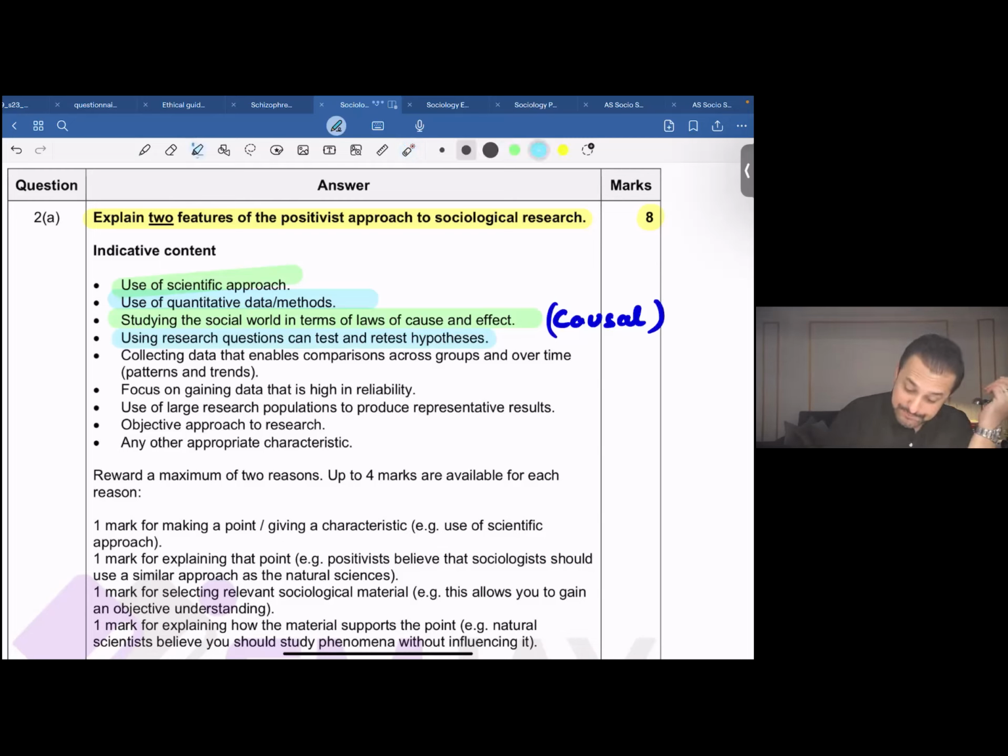The next point, collecting data that enables comparisons across groups and over time, which would help you form patterns and trends too. This fifth point is in line with the second point, where you said use of quantitative data. According to this fifth point, when you're collecting numerical data or quantitative data, it always makes it easier for you to make comparisons.